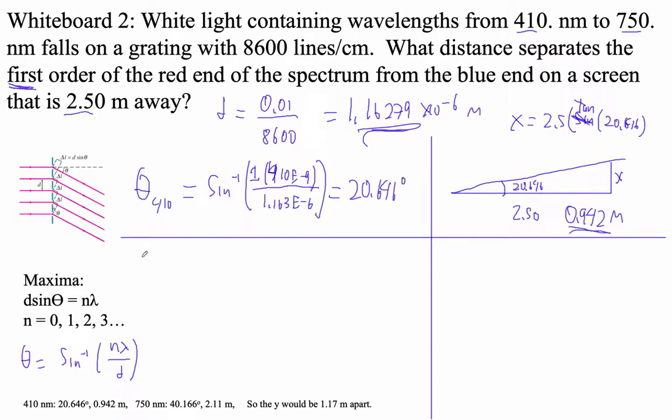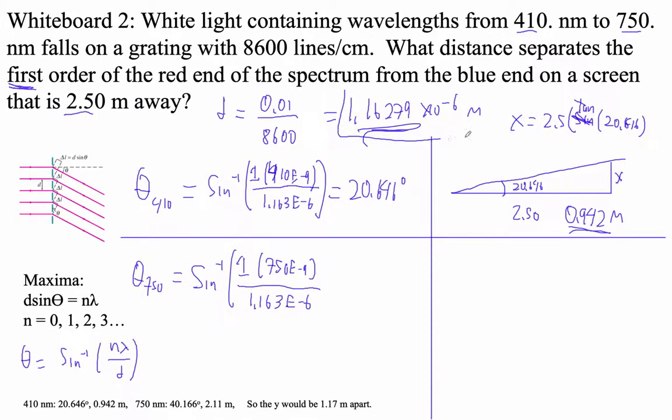So let's do the same thing for 750. That's going to be sine minus 1 of 1 times 750 e minus 9 divided by 1.163 times 10 to the minus 6. I'm using this value in my calculator. I'm actually just going to take the entry that I just did and change the wavelength to 750. And I get 40.166 degrees roughly, right?